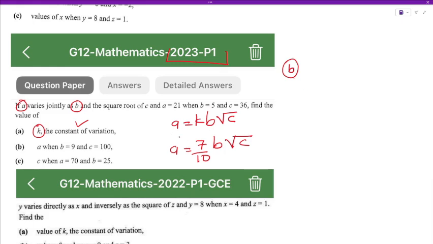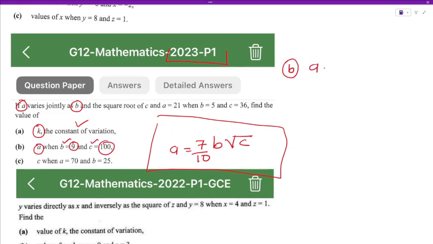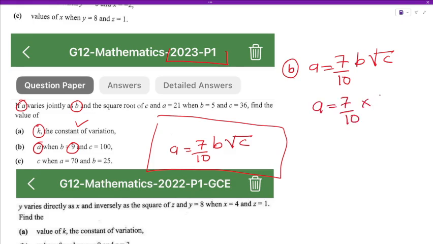All right, so now that we have found our official formula, which is this one, we can now finish solving. They are now asking us to find the value of A when B is equal to 9 and C is equal to 100. So the first thing, you write down your formula, which is A is equal to 7 over 10 B, the square root of C. They've given us the value of B as 9, so we're going to say A is equal to 7 over 10 times 9.